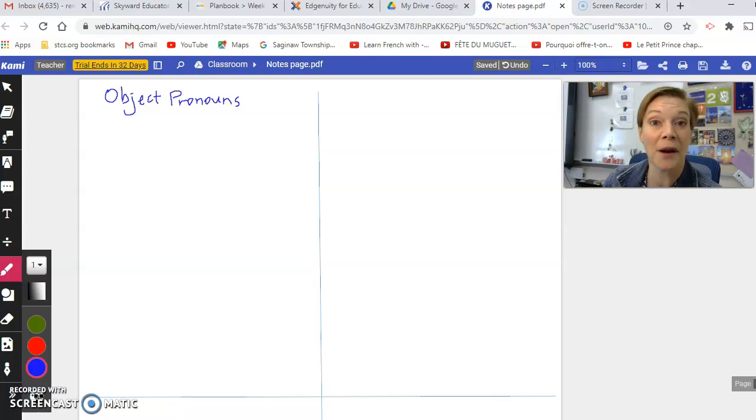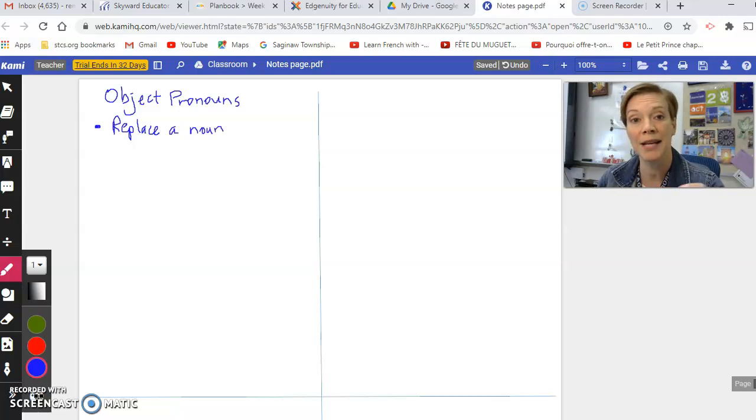What is an object pronoun? What does it do? How do you use it? The first thing we need to know is that object pronouns replace a noun. It's like a noun gone pro. So write that down. Object pronouns replace a noun. In fact, these replace the object of the sentence. So that's another thing to keep in mind. That's why they're called object pronouns. Object of the sentence. I'm sure your handwriting is better than mine.